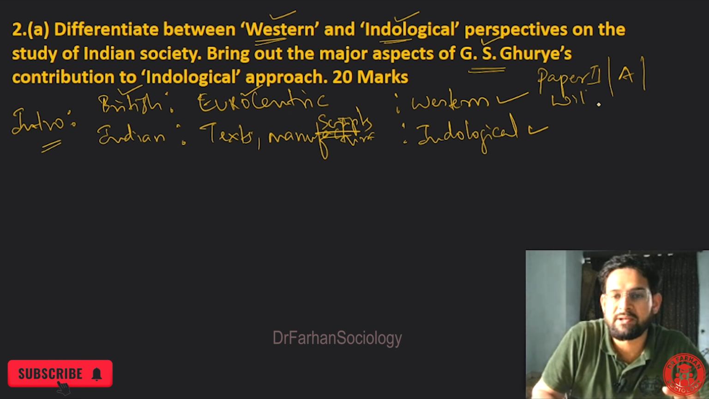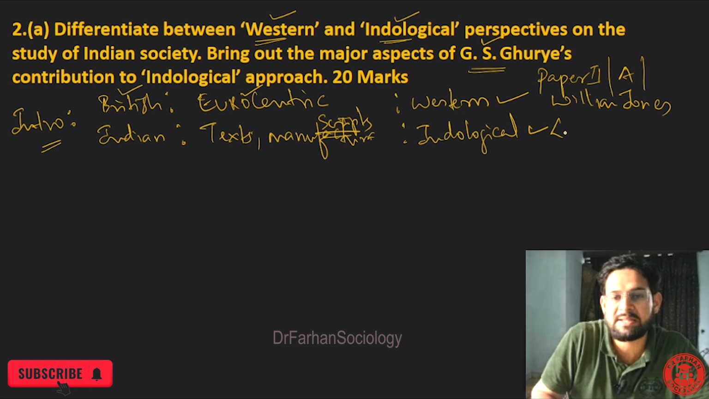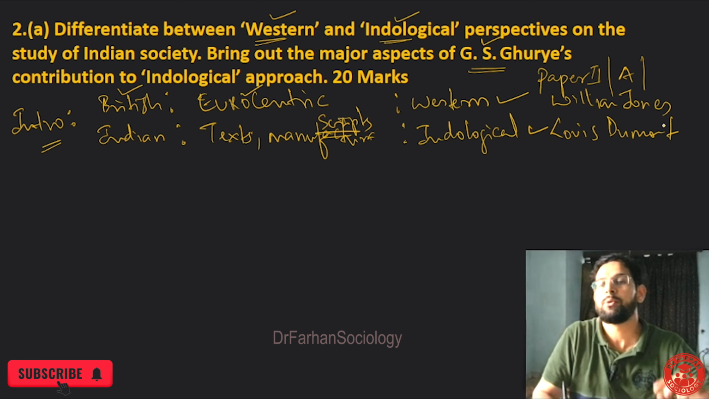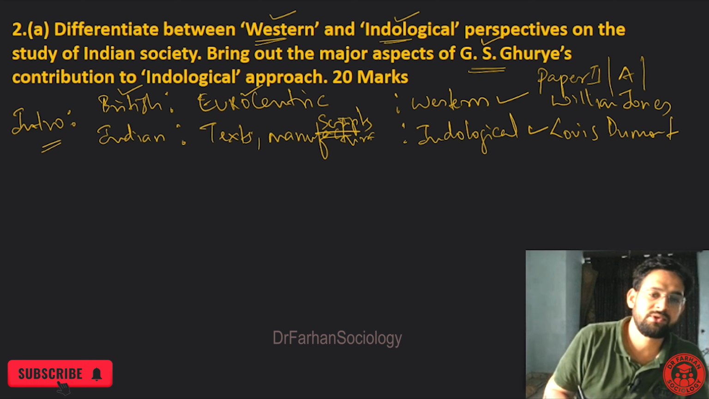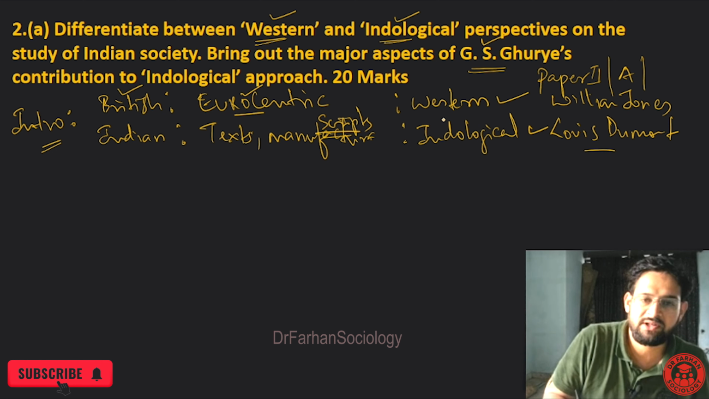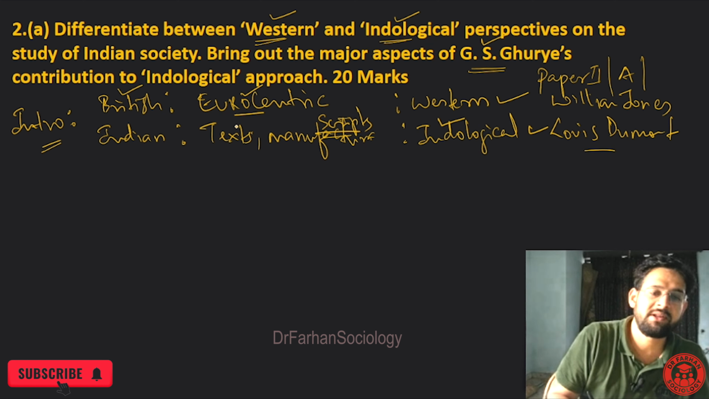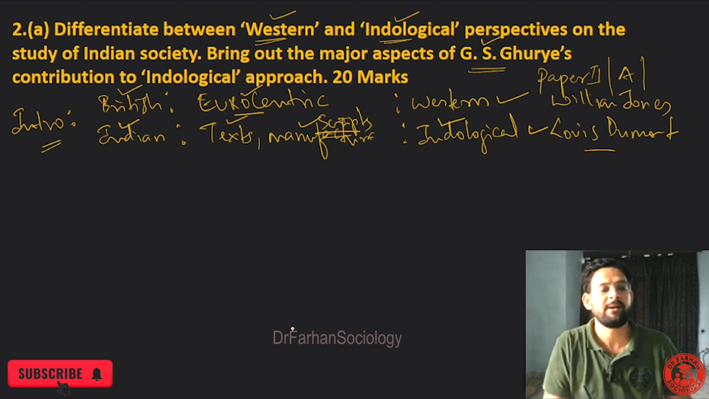Is there any popular sociologist associated with the Western view? Yes, there is William Jones who did that. And is there any popular Indological view that has been provided? Yes, I know G.S. Ghurye is a popular view, but let me tell you, Louis Dumont is also considered a popular Indologist. So William Jones, as a Western sociologist, tried to bring a Eurocentric approach during the British period. Louis Dumont is a French sociologist. He used the Indological method. What is the meaning of the Indological method? We try to understand with the help of texts, manuscripts, and written evidences. This is largely present in the post-independence period.